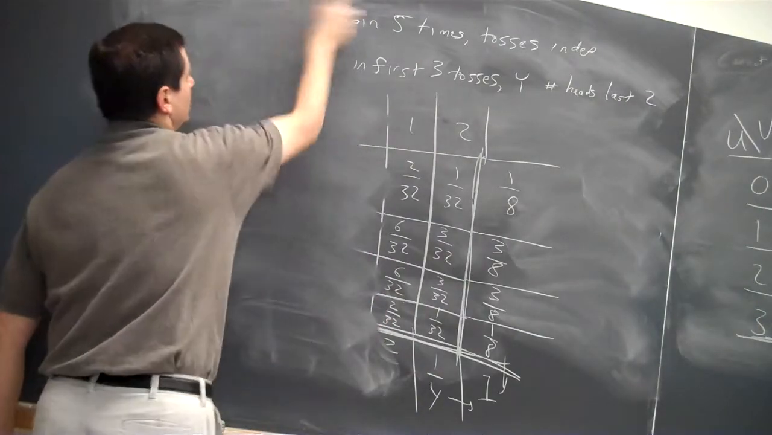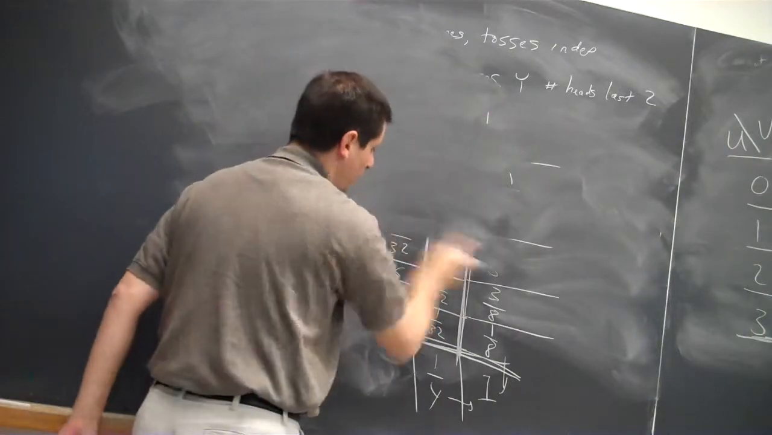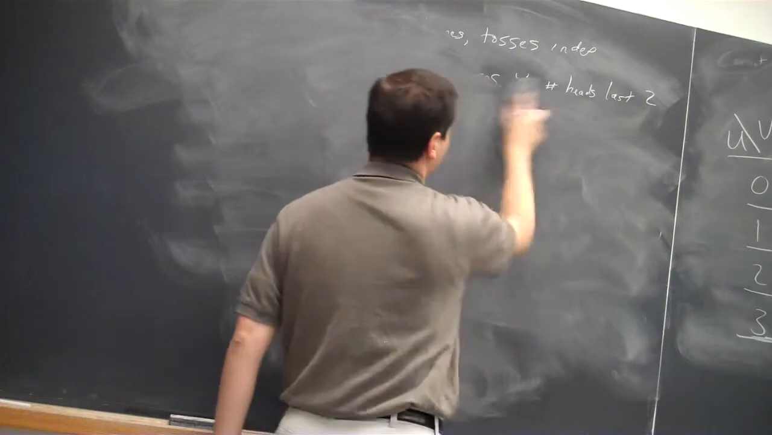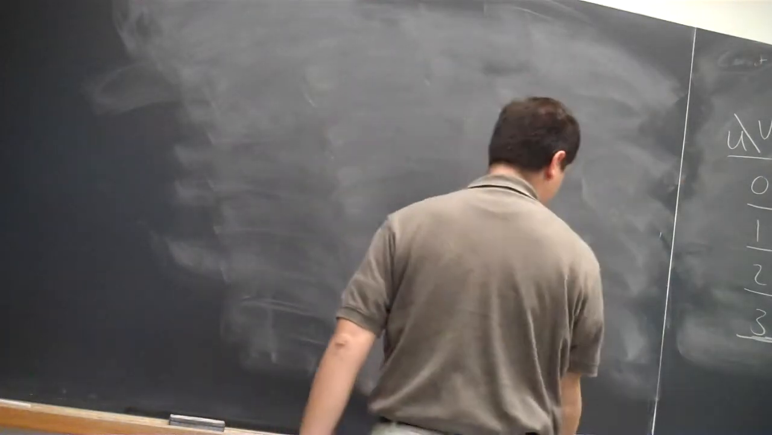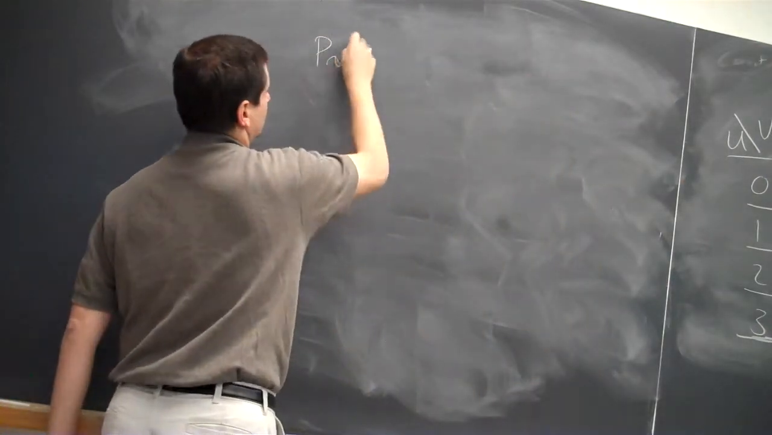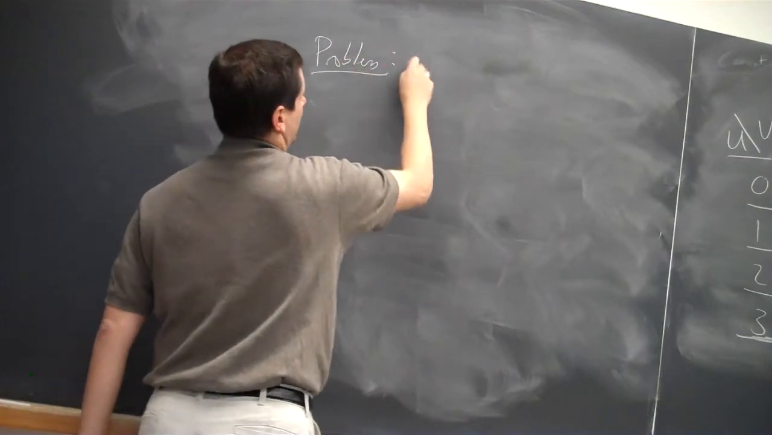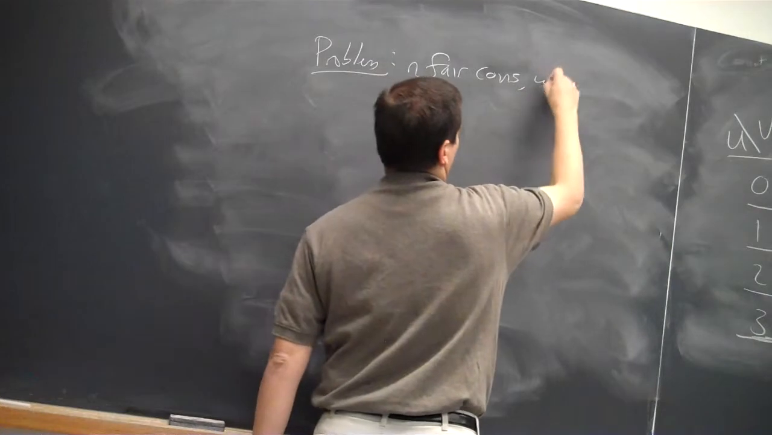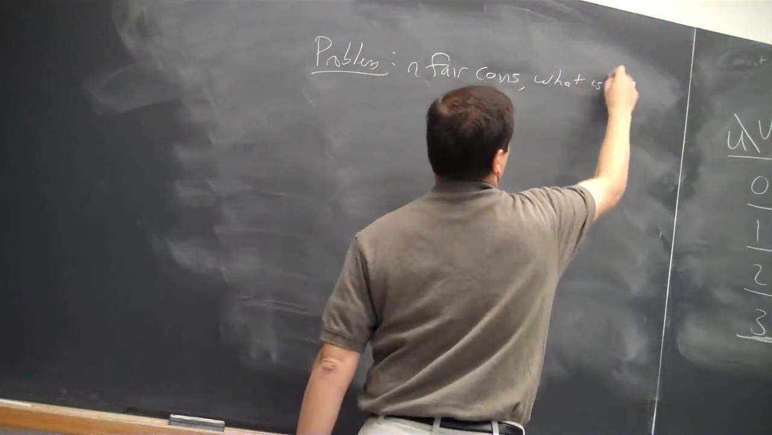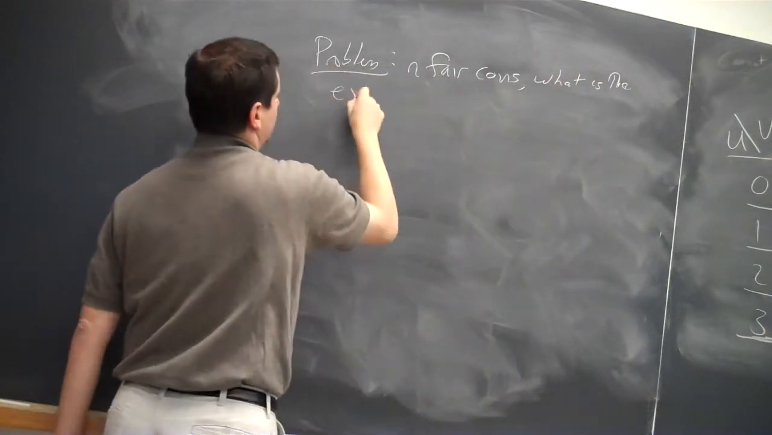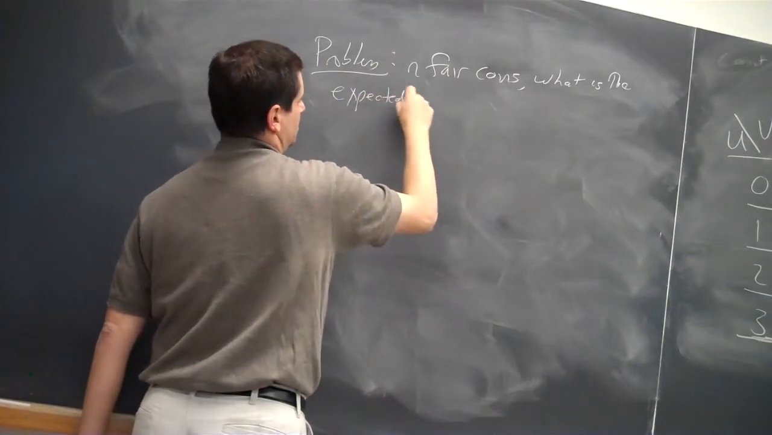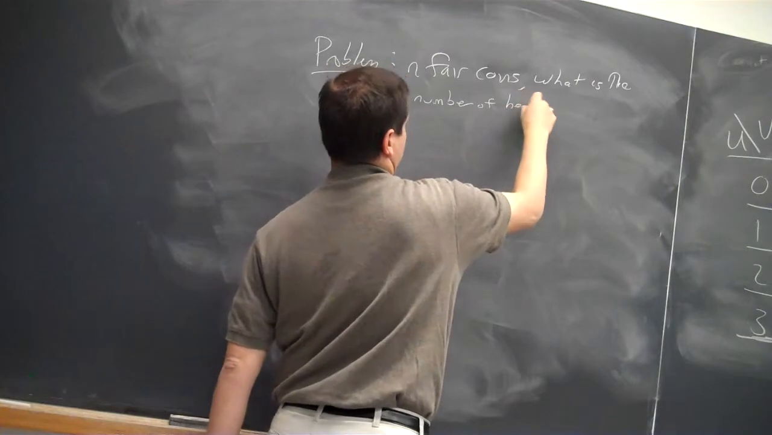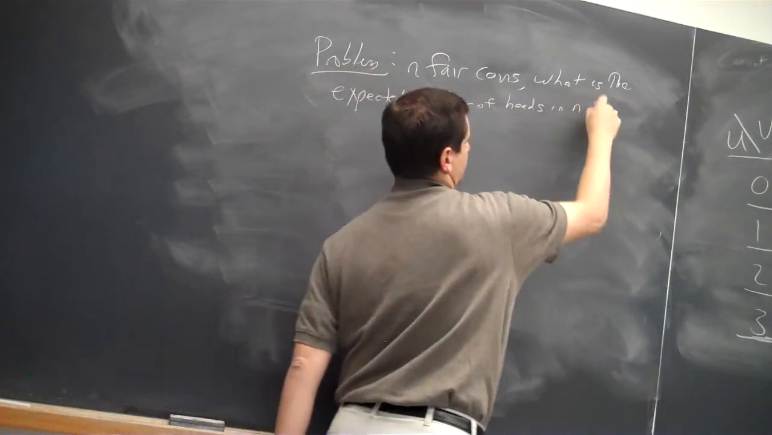So what I want to do is not just write down the formula for the answer. I want to try to experimentally figure out what we should conjecture. And so here's the problem. We have n fair coins. What is the expected number of heads in n tosses?